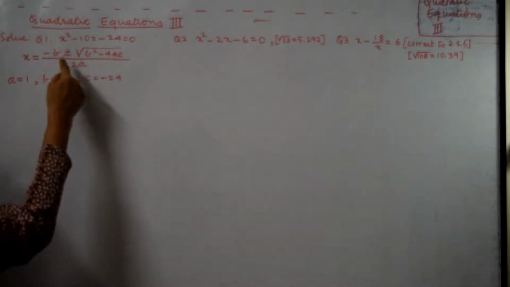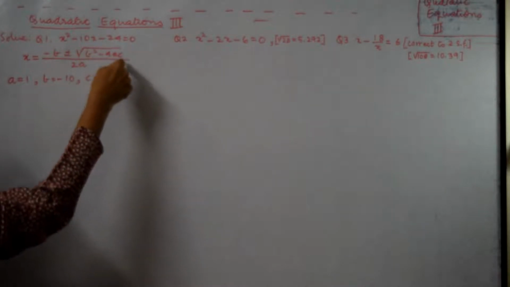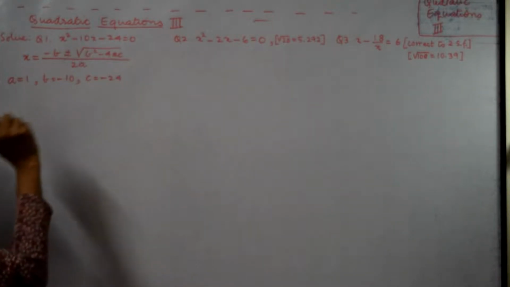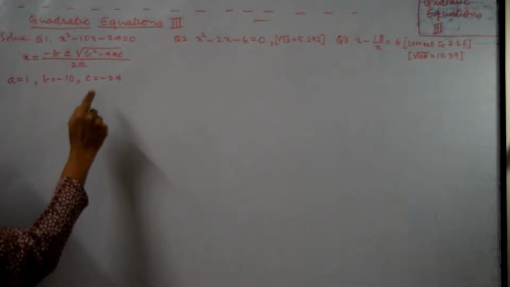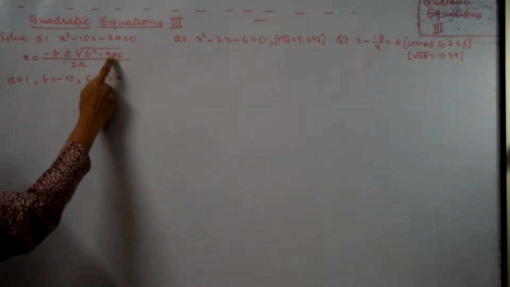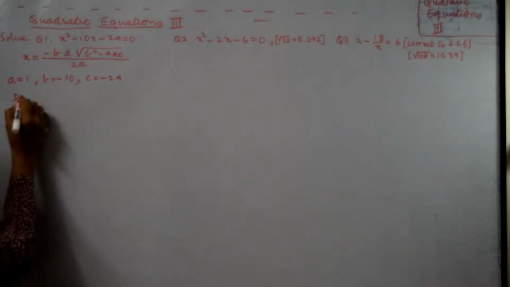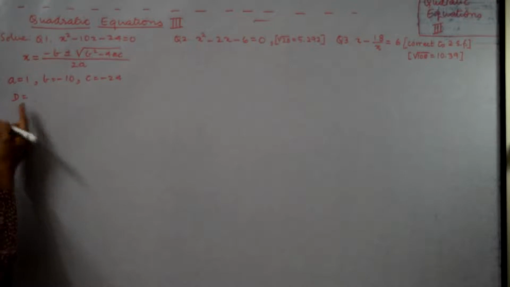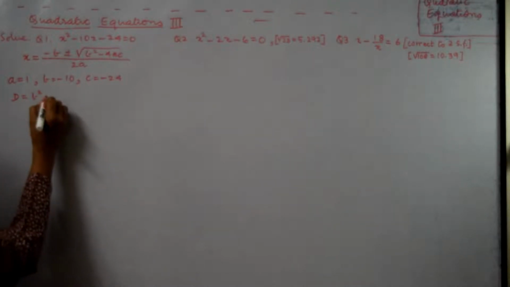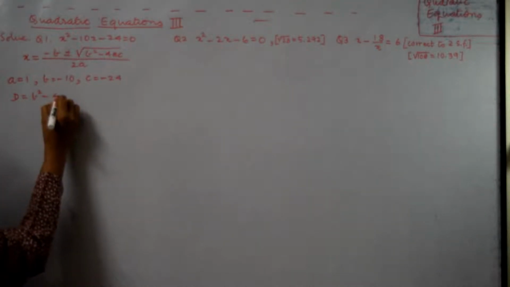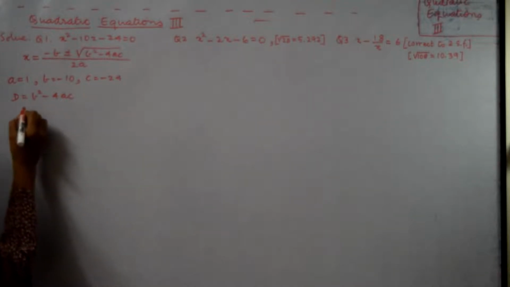Now that you understood, if you look at the formula, it has this root sign and this particular part. In our first quadratic equations video, we've seen that b squared minus 4ac is also called the discriminant. So in order to get to the solution, the first step will be to find the discriminant. We denote the discriminant by D, and it is b squared minus 4ac, and we will substitute the values.